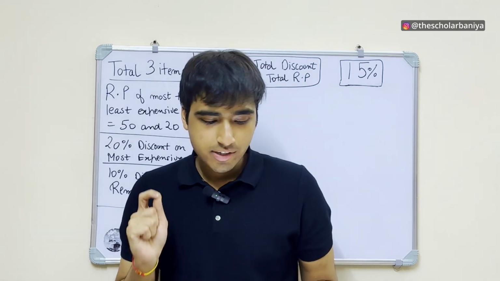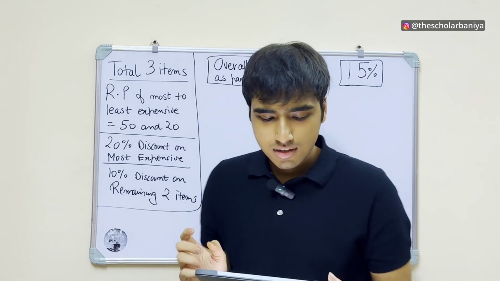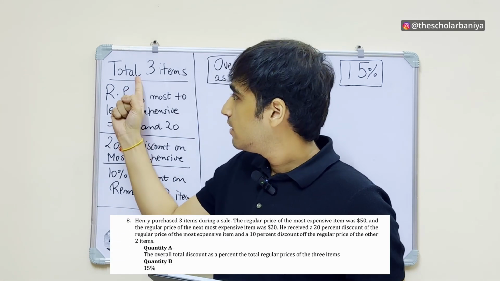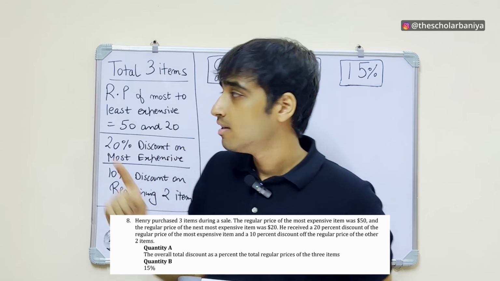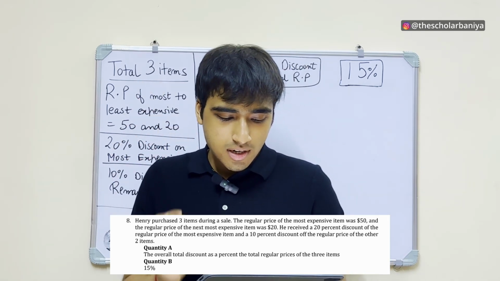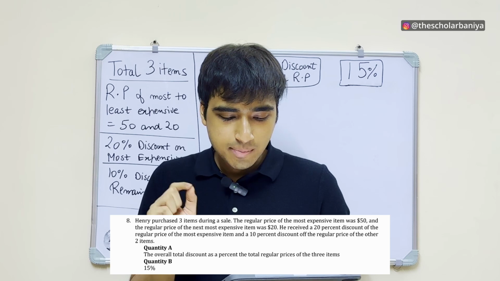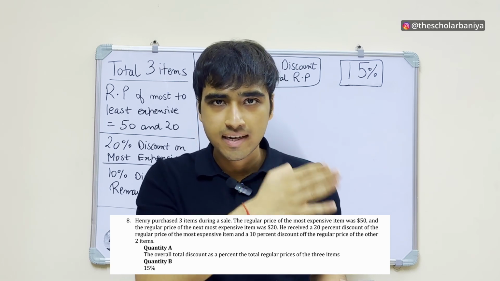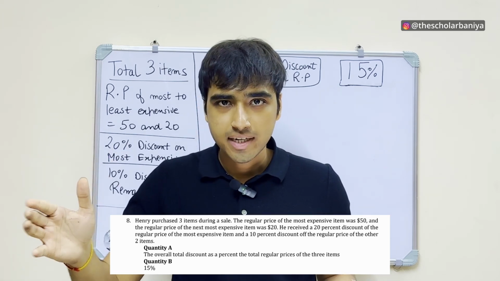So let's move on to the next question, guys. In this question, we are given that Henry purchased 3 items during a sale. So there were a total of 3 items. The regular price of the most expensive item. So there are two prices. One is the regular price and one is the discounted price, right?